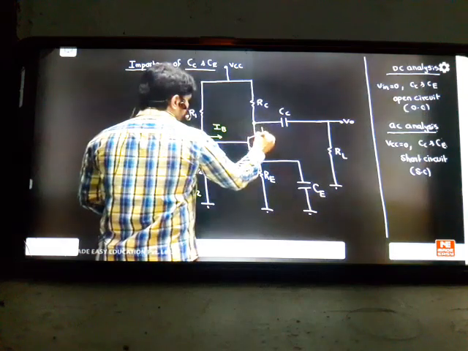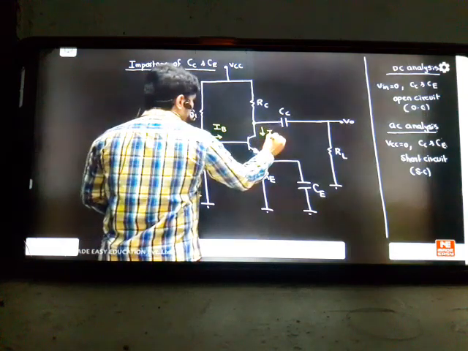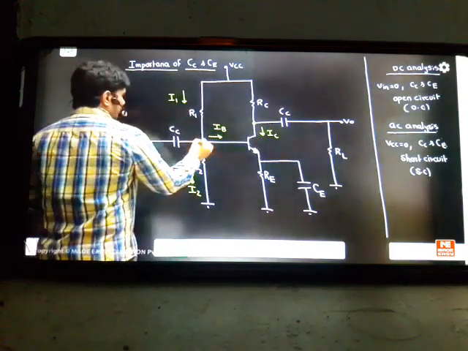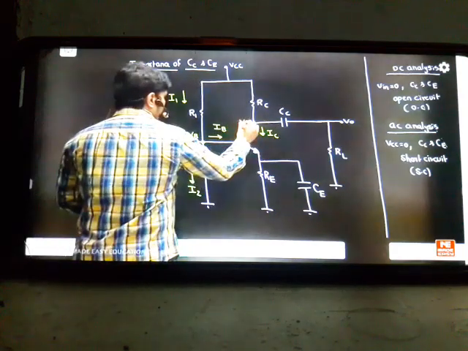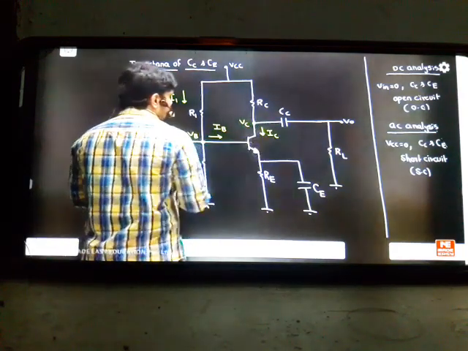At the collector point, you'll get some current here. This current we call IC current. You'll get IC current. At this point, you'll get some base voltage here, and you'll get some collector voltage, DC voltage. And whatever current you're sending down will be the same as this current.